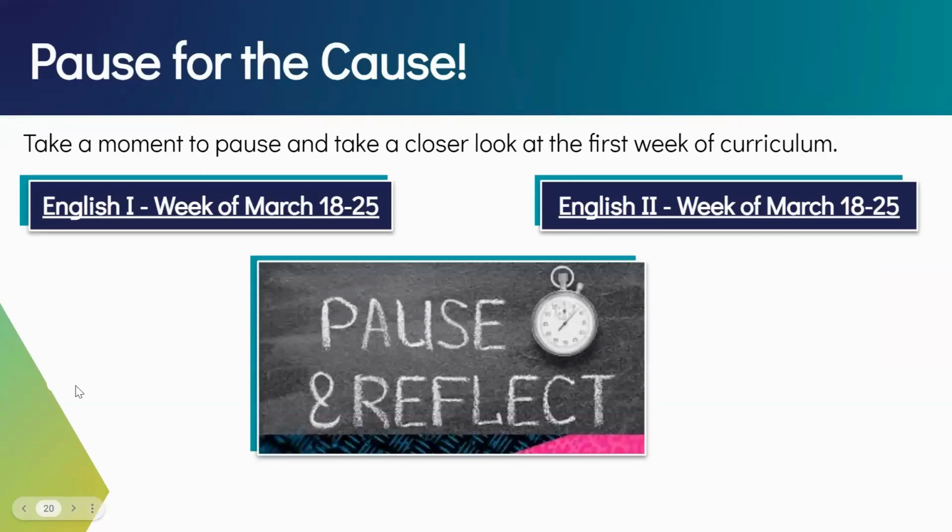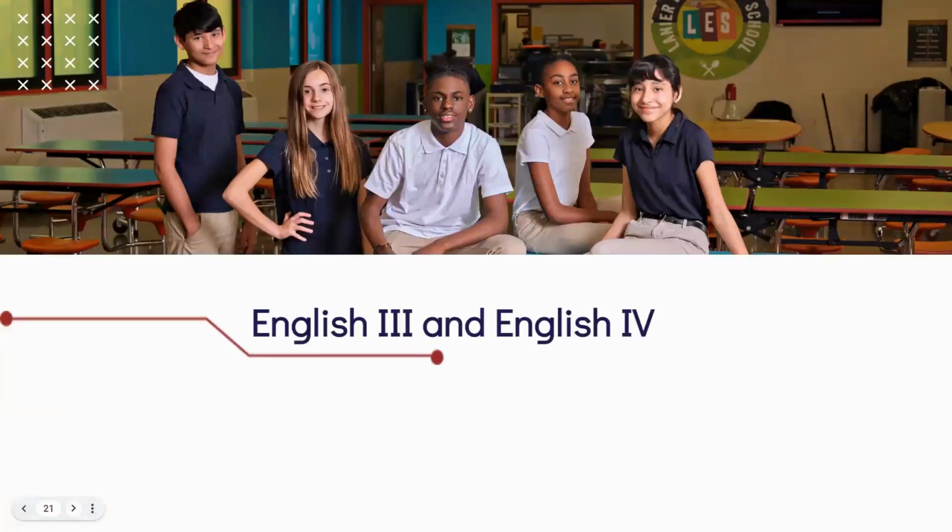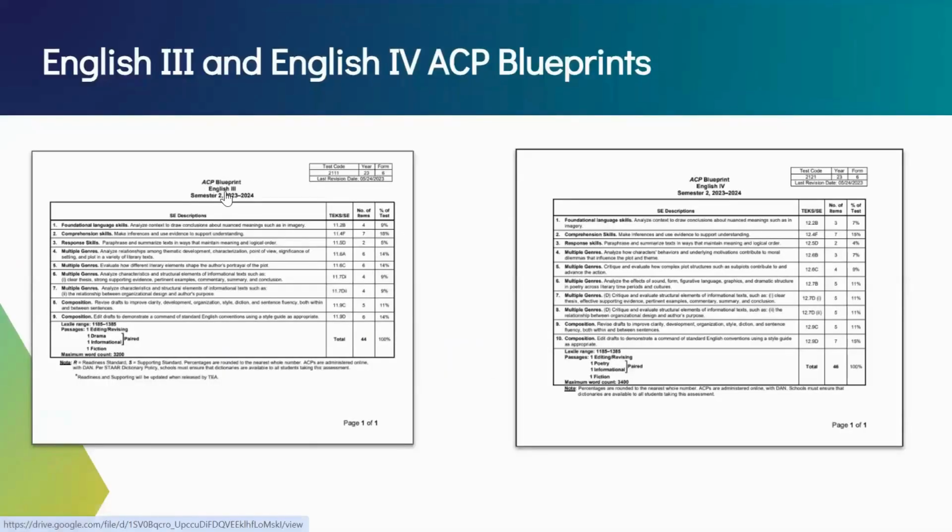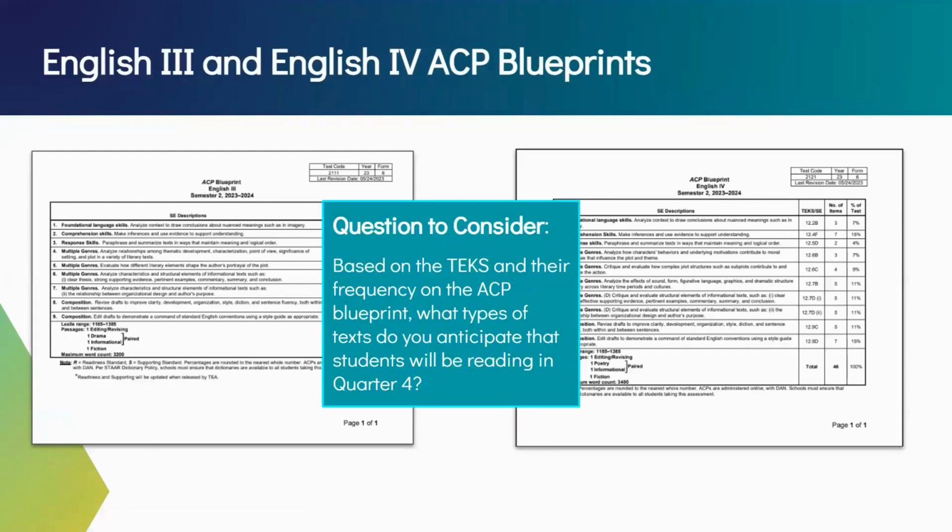Now, please feel free to pause the video and take a look at the instructional weeks for English 1 and English 2. They are linked on the slide for your convenience. Now, let's take a look at what's going on in English 3 and English 4. And looking at the ACP blueprints that are linked on the page, please feel free to pause the video and consider this question. Based on the TEKS and their frequency on the ACP blueprint, which types of text do you anticipate students will be reading in quarter 4?